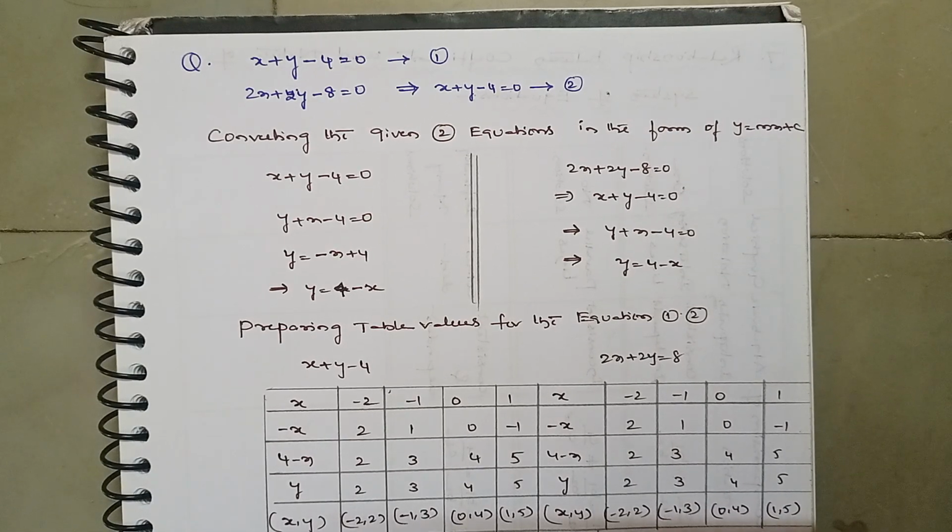For these coincident lines we get many solutions, guys. We get infinitely many solutions. We get an infinite number of common points.